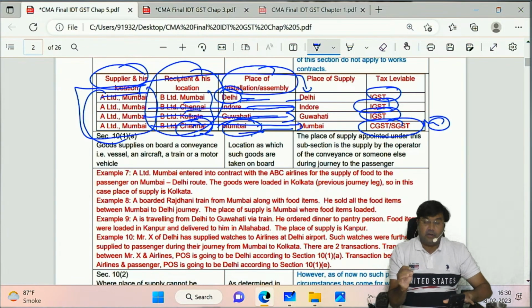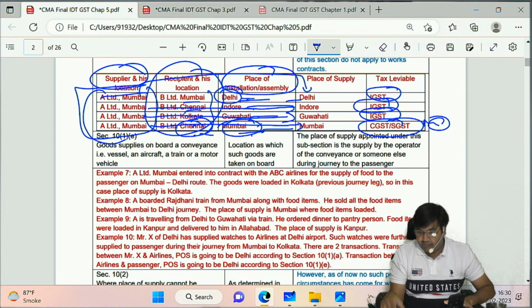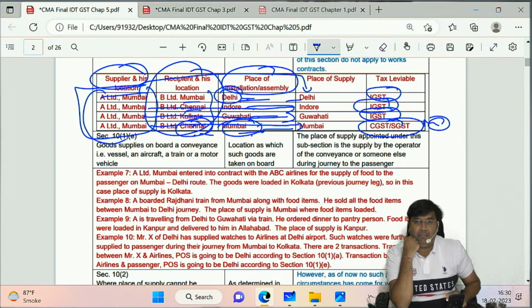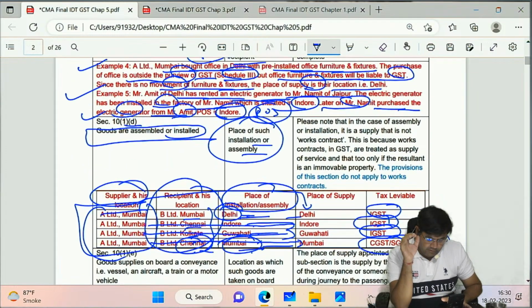Now, suppose a work contract is there. Because normally when we use the term assembly, sometimes we think, oh, it is a work contract. A work contract is basically labor plus material resulting into immovable property. So if it is a work contract, never ever use section 10 subsection 1 clause D.